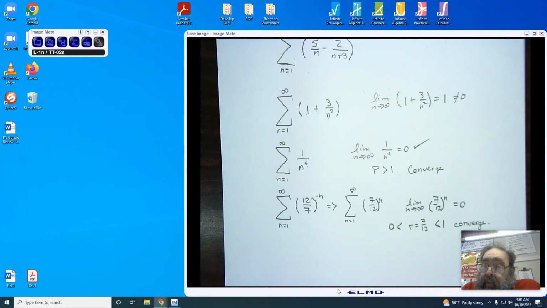Make sure that you remember, always do the nth term test first. Then look at the series. Is it arithmetic? It will diverge. If it's geometric, look at the common ratio. If it's a p-series, look at the power of p. If it's telescoping, decompose it and make sure that you are looking at two terms that are harmonic in nature, and you will then most likely have a convergence.